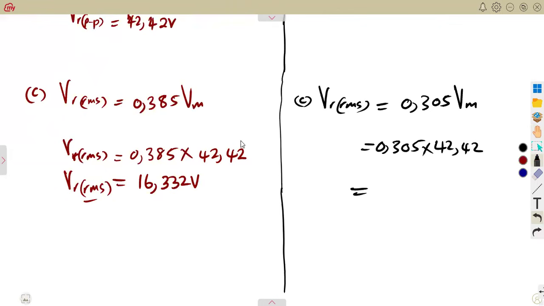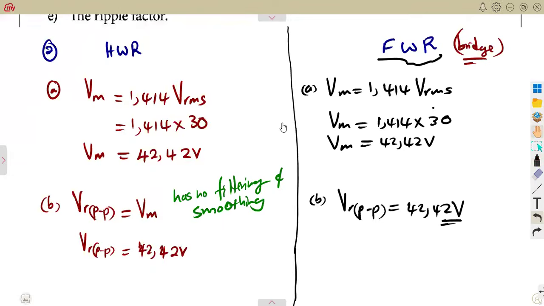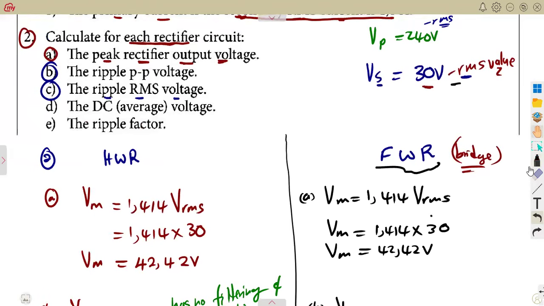So this was going to give us 12.938 volts. So that is what we have there. As you can see, guys, it's just a repetition that we are still having. So consider, what are you working with?